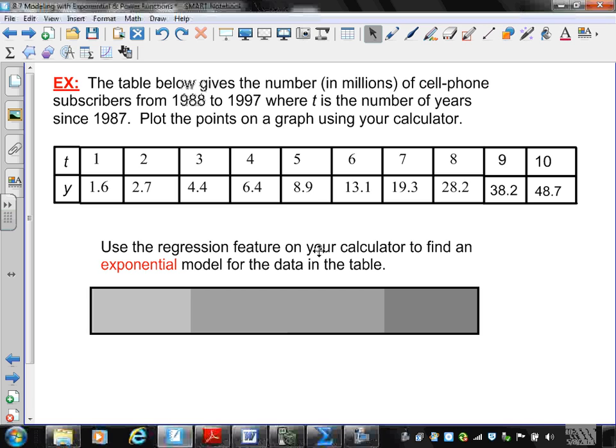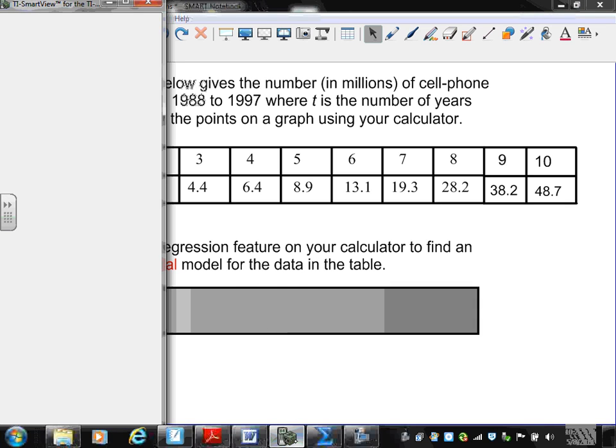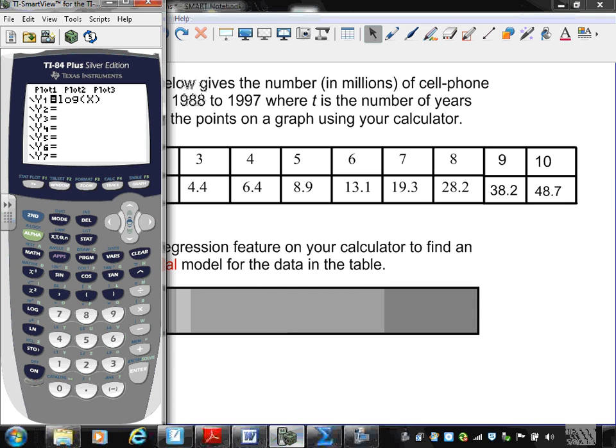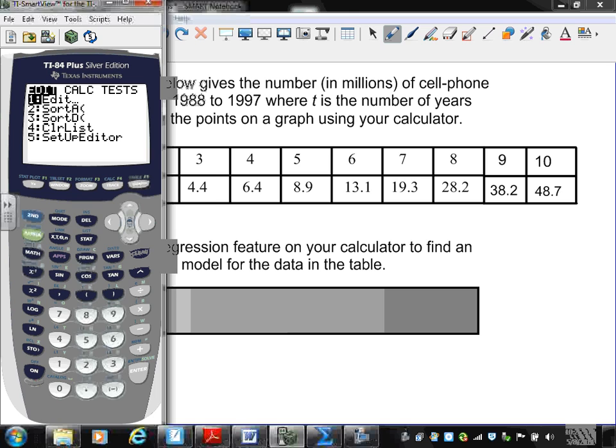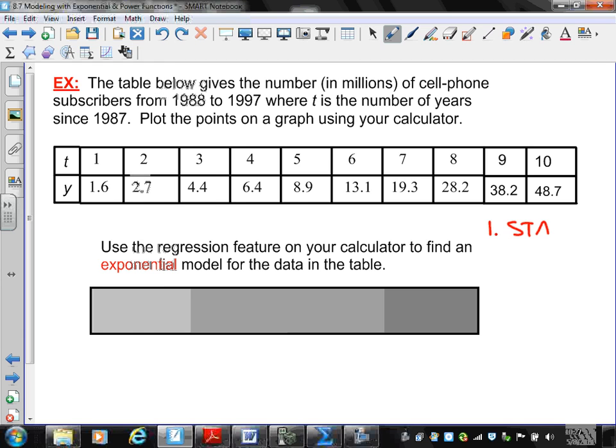So what you need to do is grab your calculator, and you might want to write these steps down. I need to quit out of this first of all. Okay, I'm going to go into stats. So the first thing I hit is stats. And then the second thing I'm going to hit is, I'm just going to hit enter, which it should say edit.